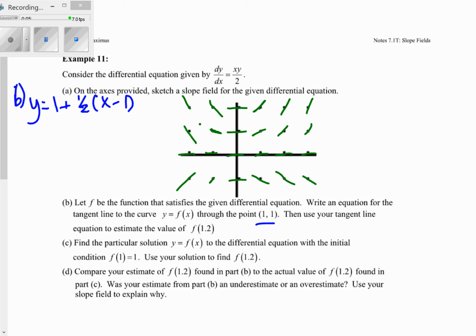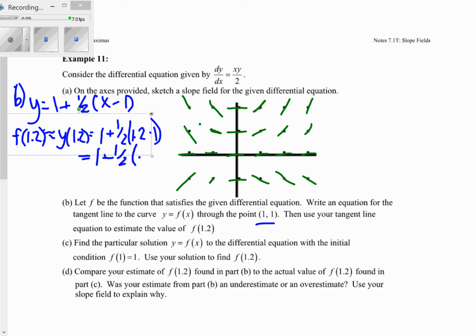Then use your tangent line equation to estimate the value of f(1.2). So I'm going to say f(1.2) can be approximated by y(1.2), which would equal 1 plus 1/2 times (1.2 minus 1). All right, so that's going to be 1 plus 1/2 times 0.2. So that's about 1.1. All right, that wasn't too bad.